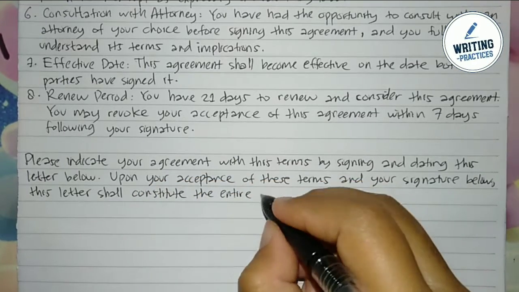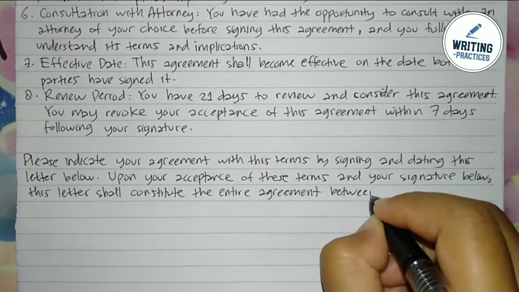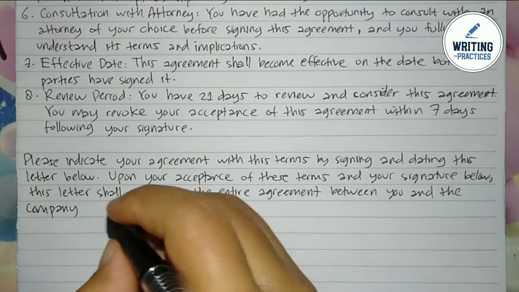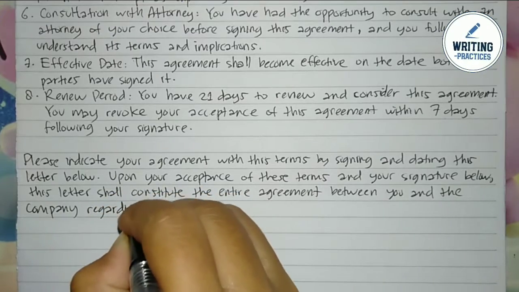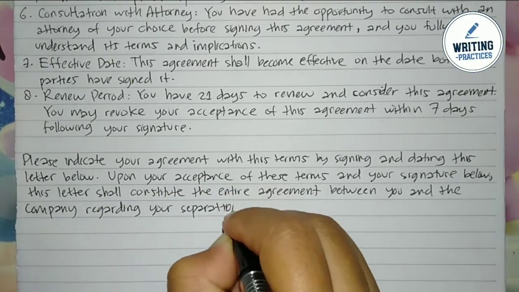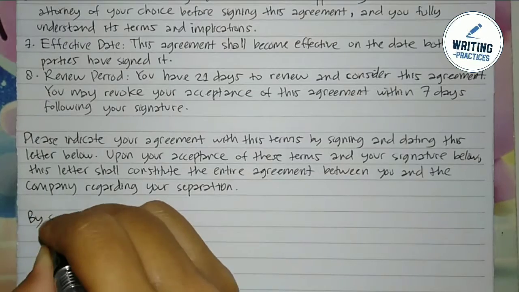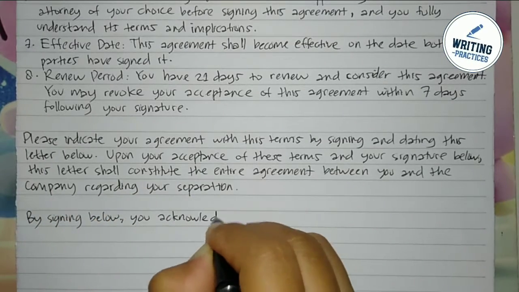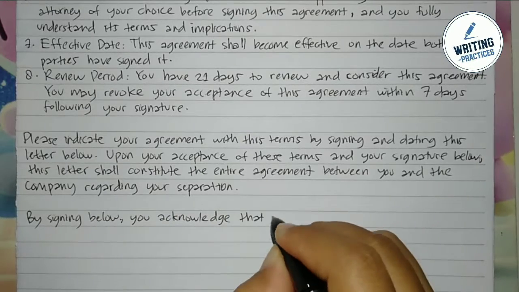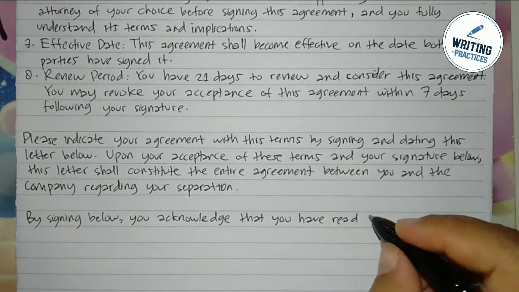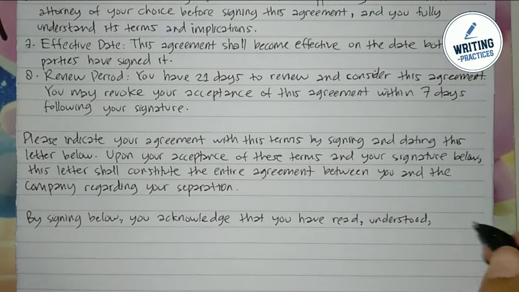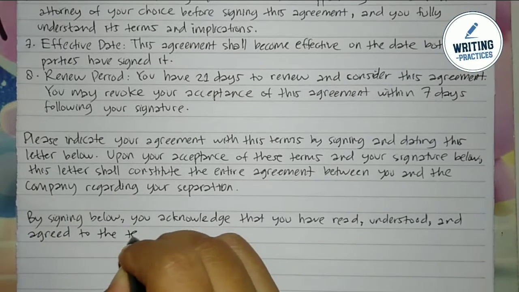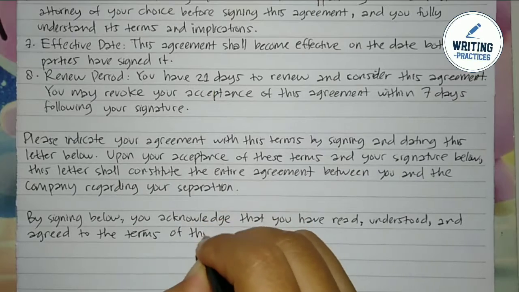And here, you can write, upon your acceptance of these terms and your signature below, this letter shall constitute the entire agreement between you and the company regarding your separation. And once again, for the last time, write a closing statement expressing the completeness of the agreement. Here is the example. By signing below, you acknowledge that you have read, understood, and agreed to the terms of this separation agreement. And finally, it is the signatures section.